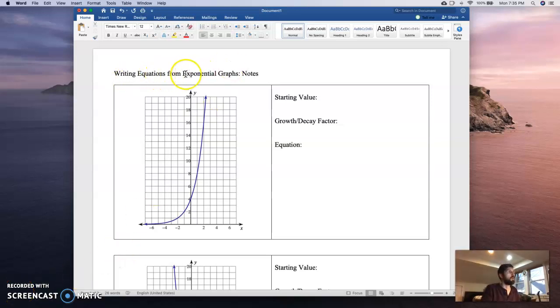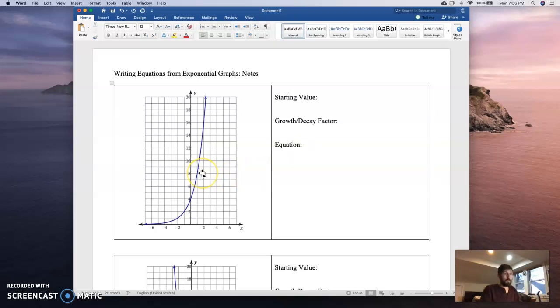Today we're still working with exponential equations. Today we're going to go over how to take an exponential graph like this one and write an equation out of it. Yesterday we did the opposite. We took an equation, figured out how to graph it, and how to fill out a table. Today we're going to learn the opposite.